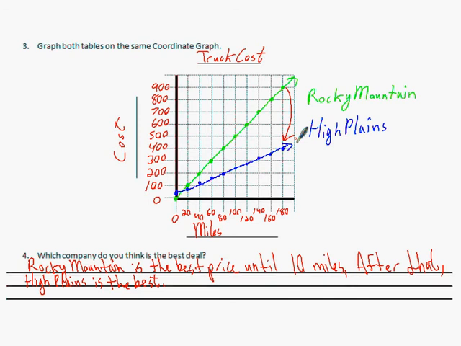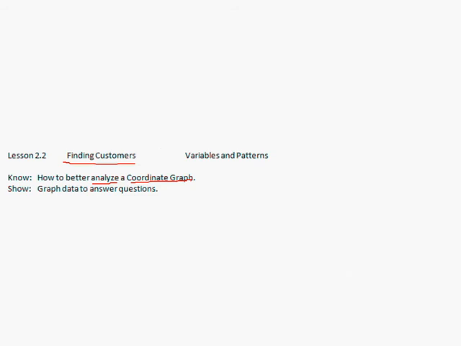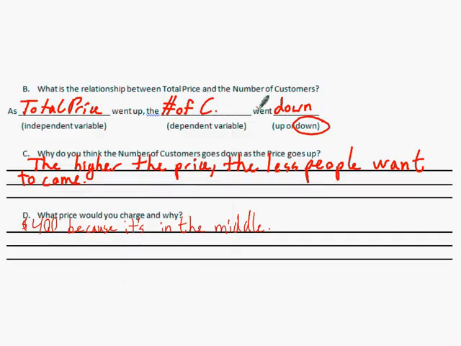All right, let's go back through the worksheet, make sure we've covered it all, not left anything blank. So we were going to analyze coordinate graphs, we're going to graph data, answer questions, that's the common theme. We had our table, we graphed our table into a coordinate graph. We answered the question about the relationship. We talked about why the price changed the way it did.